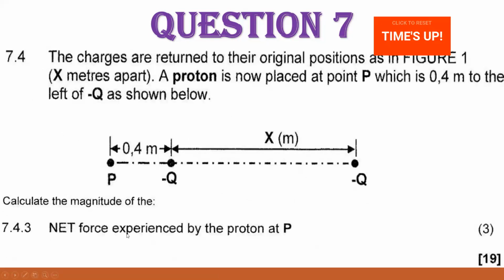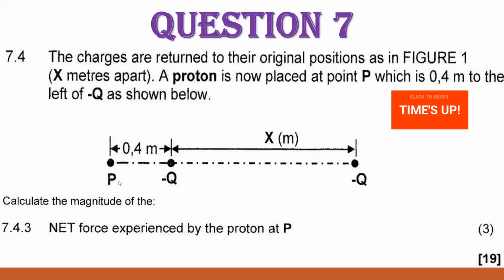Let's continue with the next one. Now they're asking for the net force by the proton at P. So now you don't have just points, you have a proton. You are using that proton. What you are going to do is find the electrostatic force between this negative Q and the proton. The charge of a proton is 1.6 times 10 to the power of negative 19 coulombs. Remember that. This is like the charge of an electron, but positive. So the charge of the proton, QP, we can write.